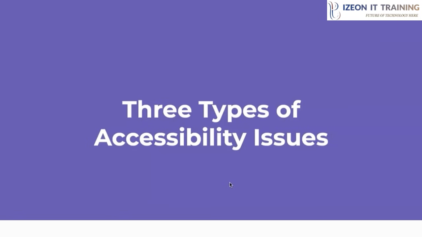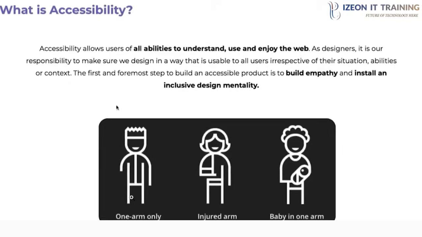To three types of accessibility issues. So it says, what is accessibility? Now we all know, let's just see this definition. Accessibility allows users of all abilities to understand, use and enjoy the web. As designers, it is our responsibility to make sure we design in a way that is usable to all users, irrespective of their situation, abilities, or the context.